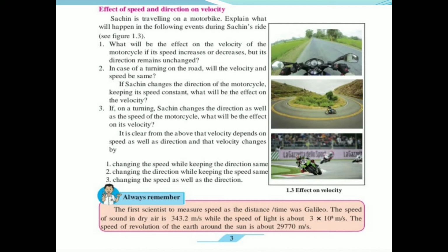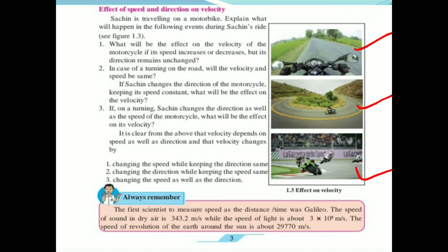Okay, now see the effects of speed and direction on velocity. You can see three pictures here. In the first picture, a motorcycle is going on a straight line. What will be the effect on the velocity of the motorcycle if its speed increases or decreases but its direction remains unchanged? It is a straight way, so the direction is unchanged. If direction is unchanged, just the magnitude of the velocity goes on changing as per the speed changes.